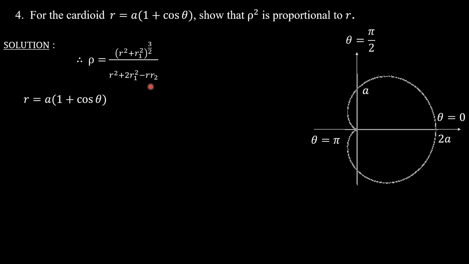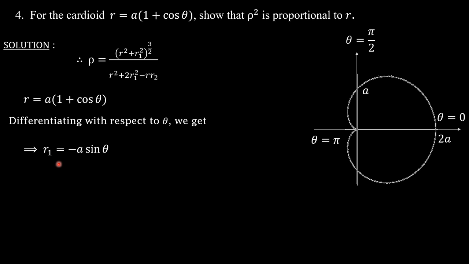So just consider the given curve, that is r is equal to a into (1 plus cos theta). So differentiating the curve with respect to theta, we get r1 is equal to a into, what is the derivative of 1 plus cos theta? Differentiation of 1 plus cos theta is minus sin theta, isn't it? Now to get r2, just differentiate r1. Differentiation of r1 is r2, that is equal to minus a into derivative of sin theta. Differentiation of sin theta is cos theta.